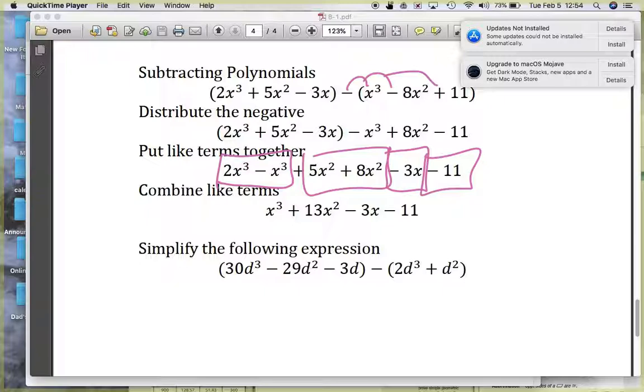2 minus 1 makes 1. 5 plus 8 makes 13. The negative 3 just comes down. The negative 11 just comes down. So I'm going to do the same thing here. I'm going to distribute this negative first. Do note that once you distribute the negative, the parentheses might as well go away.